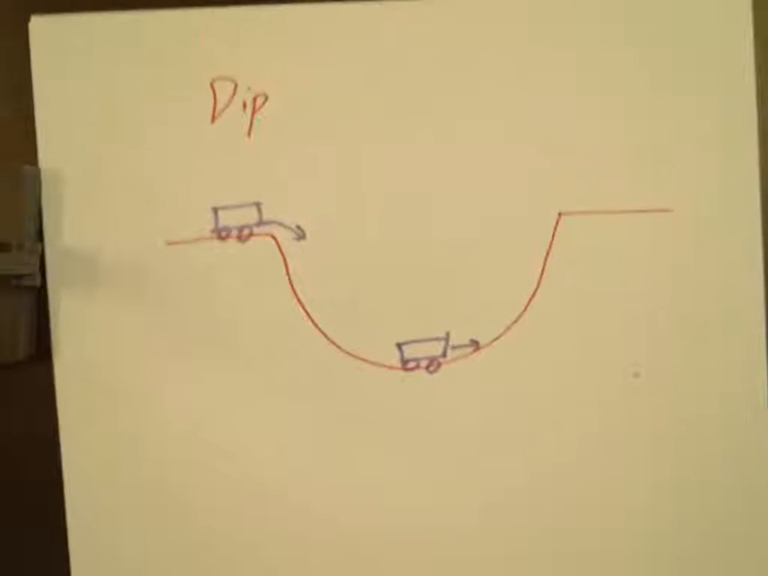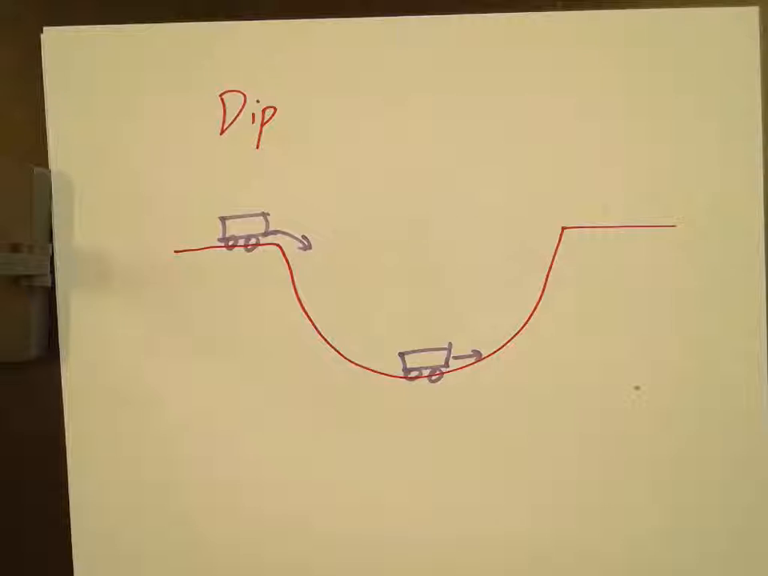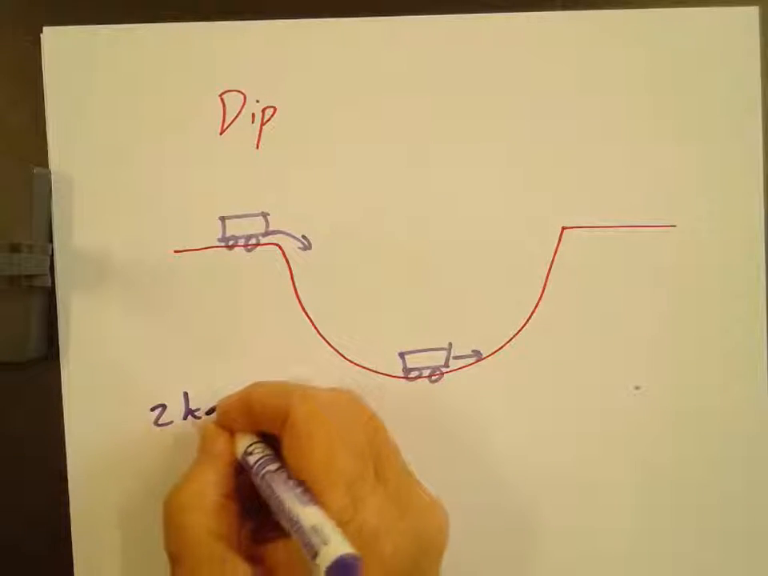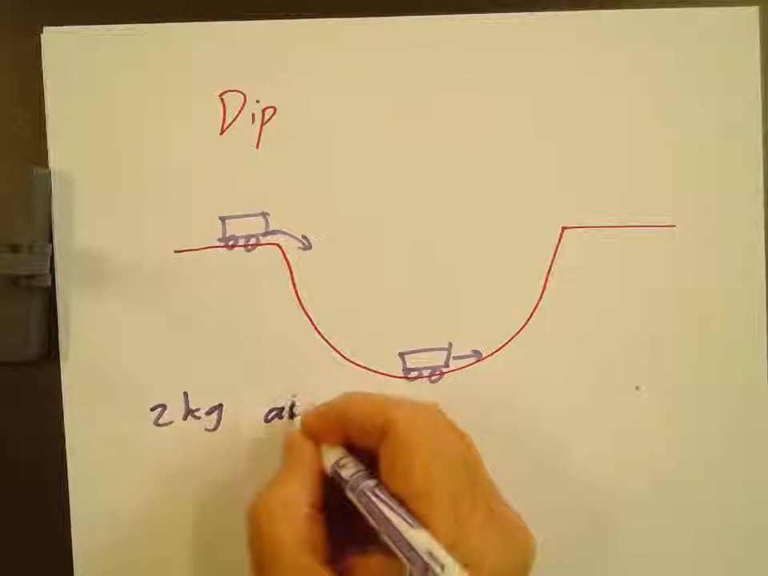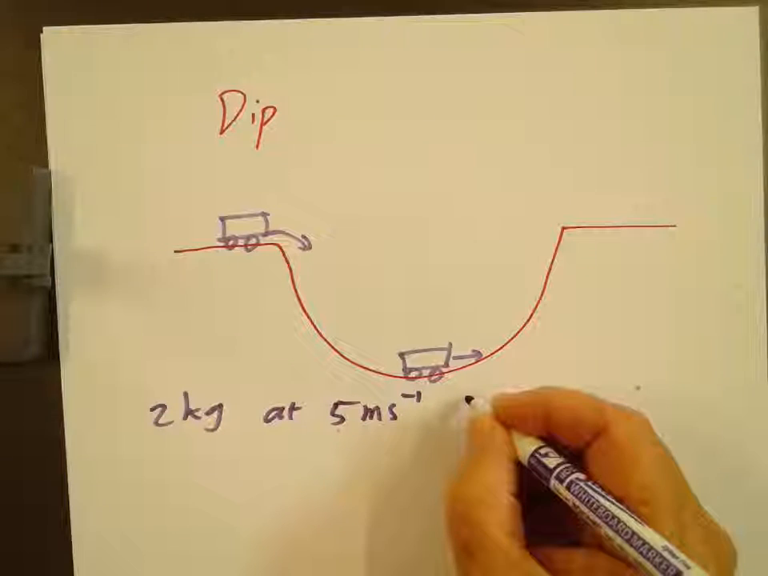Okay, so one of the practical things we do frequently in this is when something goes through the bottom of a dip, and this is a really common thing to calculate. So let's do an example. 2 kilogram cart at 5 m/s, and the radius equals 1.0 meters.